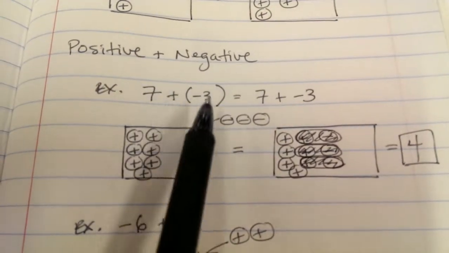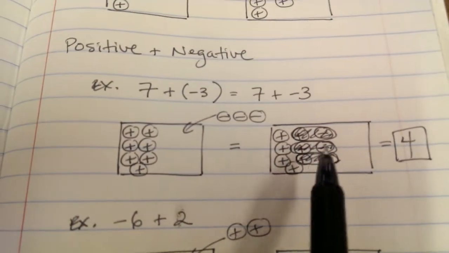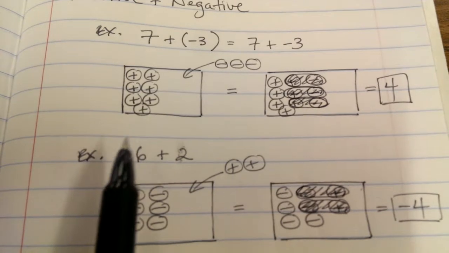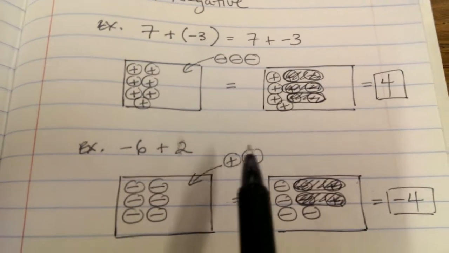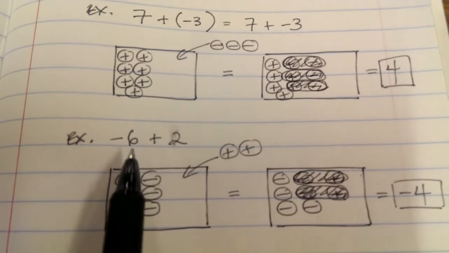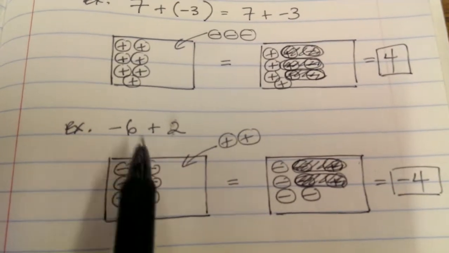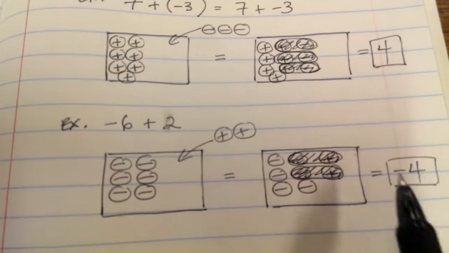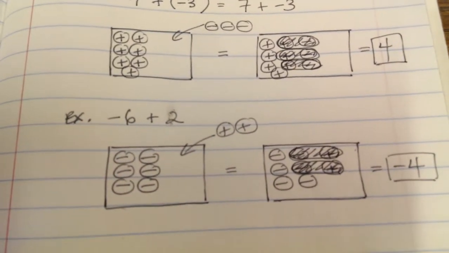So if you have more positives than negatives, when you cancel them out, you're going to be left with some positives. Here you have more negatives than positives, so when you added in your negatives, these 2 positives were only able to cancel out with 2 of the negatives, so you still have negatives left over. So since the negative is larger, your answer is going to be negative, okay?